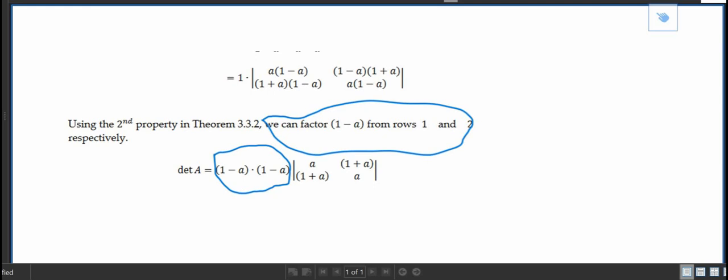Got a question about this example. It was in 3.3, and it's that 1 minus a is a factor of both the rows. So then why do we have the 1 minus a twice out here? And it's because, simply enough, each row contributes a factor to that determinant.